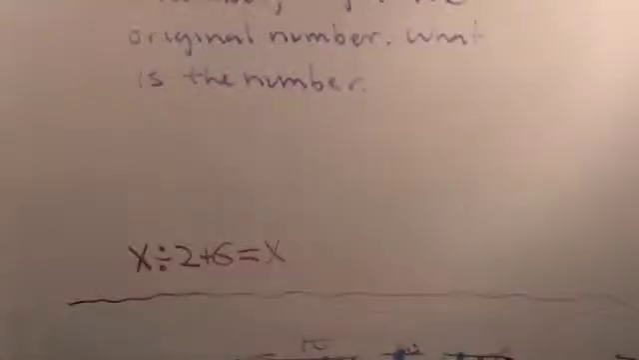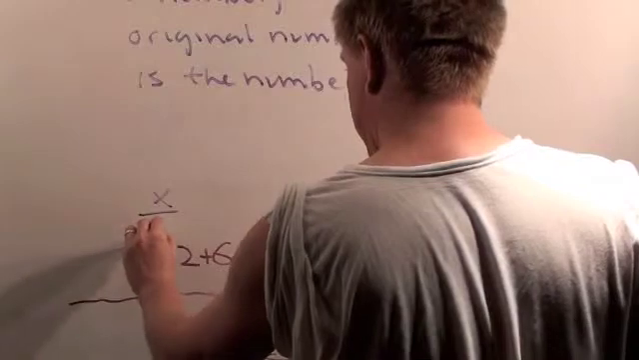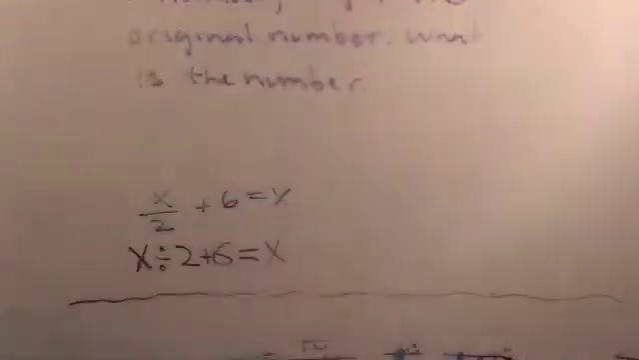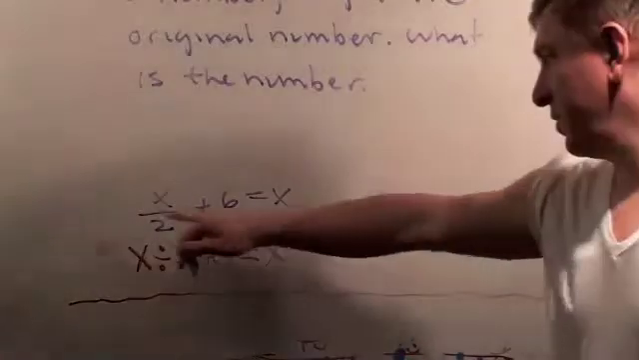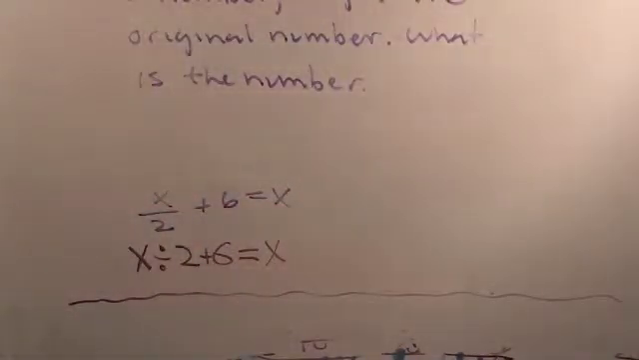Okay, very good. This is all the problem says. Another way to write that is x divided by 2 plus 6 equals x, but either way is okay to write it. This is the way you'll learn to write it later. Okay? So how are you gonna solve that problem?